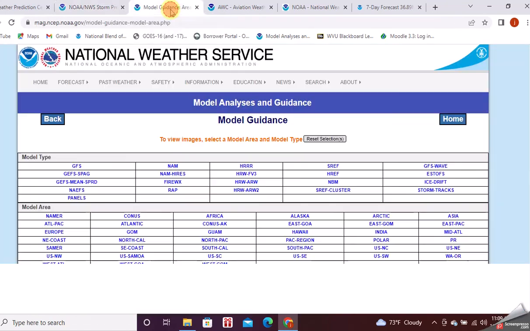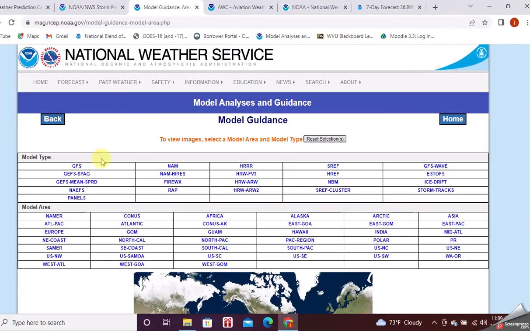Then we have all these models, and this is just some of them. The Global Forecast System, ensembles, North American ensembles, North American mesoscale, high resolution mesoscale. Another one, and there's more. If I were to go over to tropical, you would have a whole different set of models. You can see all the different locations.